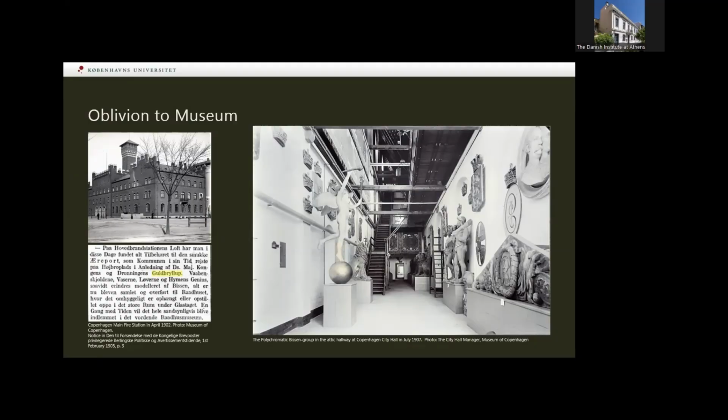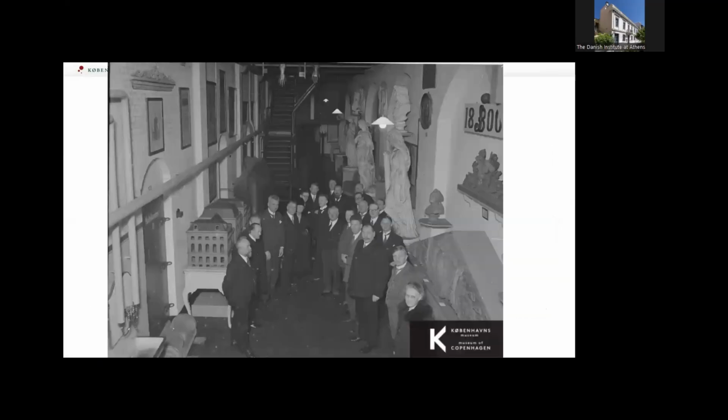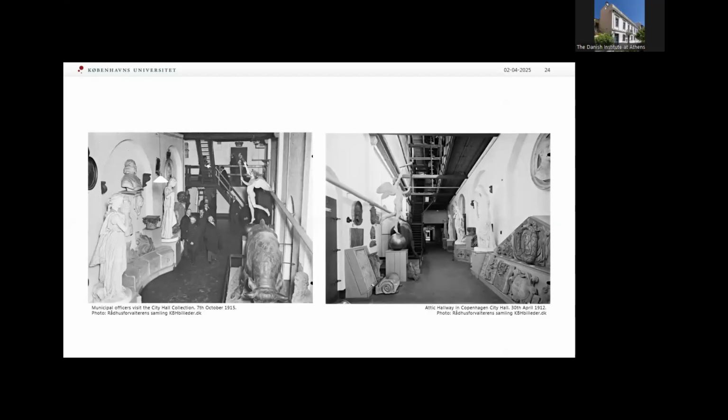And if you thought this was a bit spotty, then over the next few years it becomes even more so. Oh, I moved along a bit too quickly. There we are. And I've actually only these two photos as evidence of the reconfigurations of the exhibitions in the City Hall at this time.